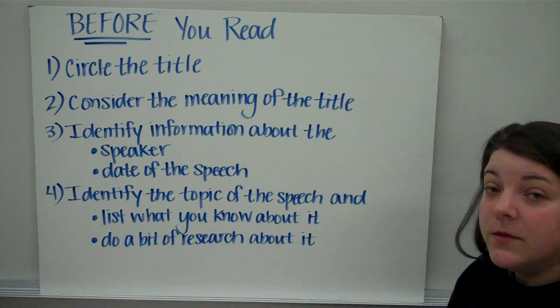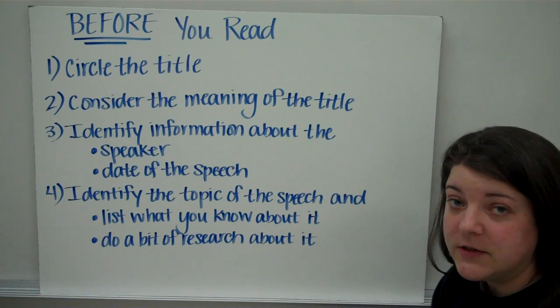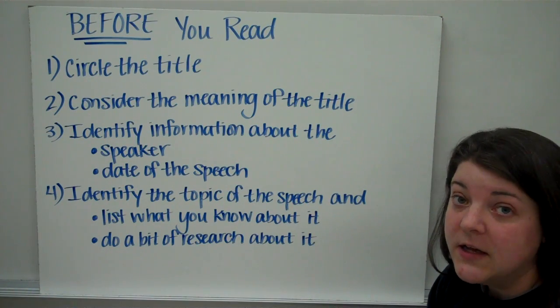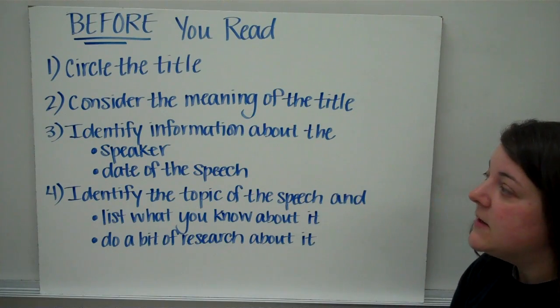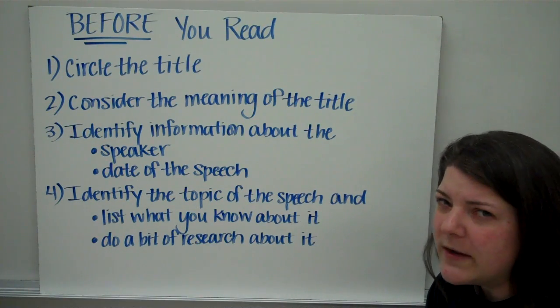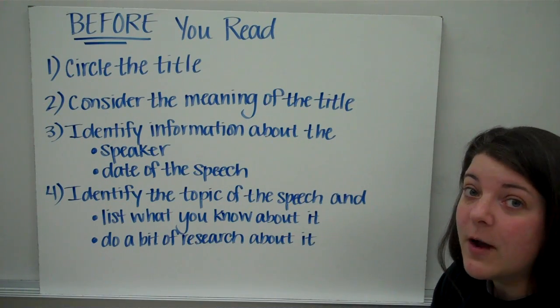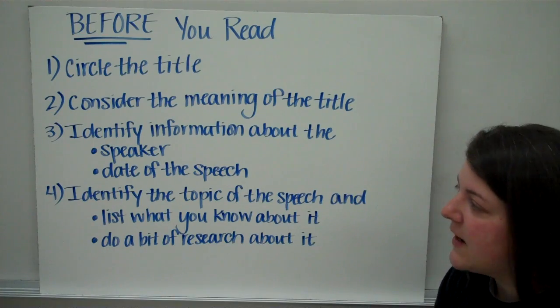Before you read, the first thing you want to do is circle the title of the piece. The title is going to be important and give you an idea of what the piece will be about. The second thing is you want to consider the meaning of the title. What does this mean? Where are we going from here? What can I figure out about this piece from the title?